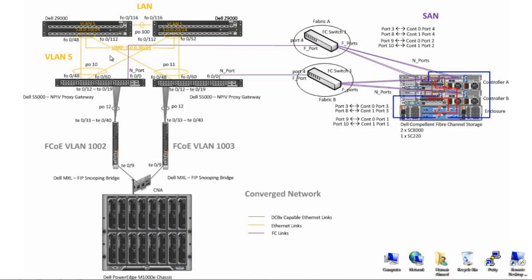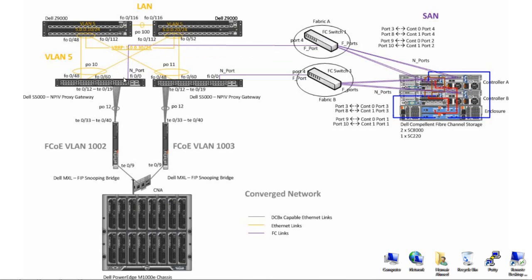The Dell S5000 acts as an NPIV Proxy Gateway. NPIV provides FCoE FC bridging capability on the S5000. The FC switch used must also support NPIV. The Dell S5000 switch is connected to a FC switch and acts as an NPIV Proxy Gateway for respective end nodes.